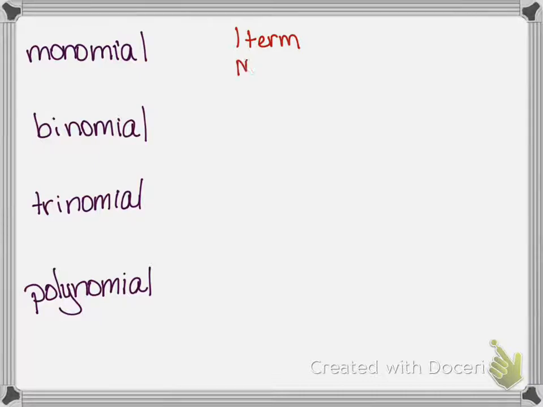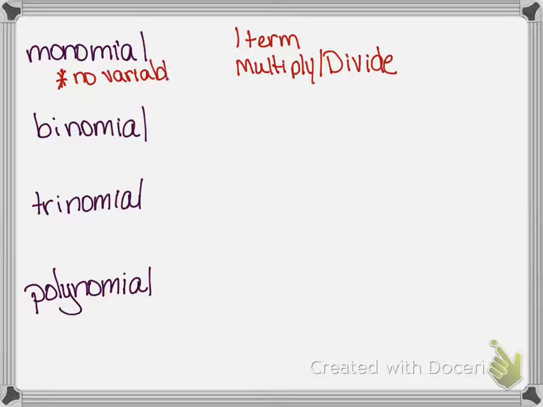And in that term, we are multiplying and dividing only. For something to be a monomial, you are not going to have a variable in the denominator. No variable in denominator. That is for something to be a monomial. So some examples of monomials are 5a squared. That's a monomial. x is a monomial.